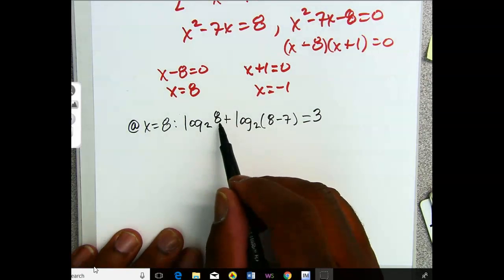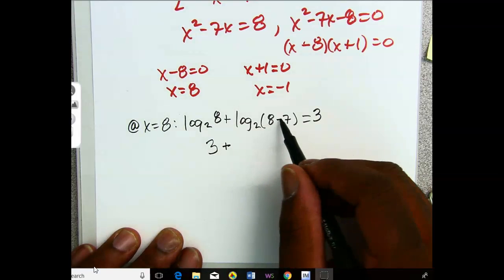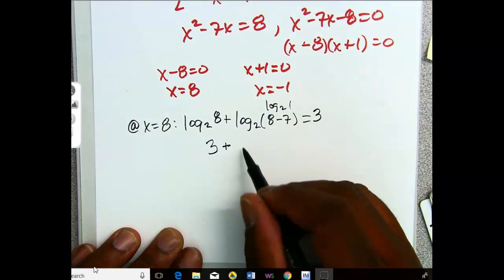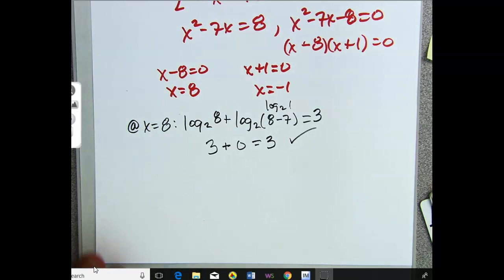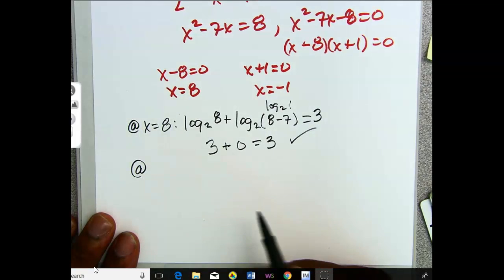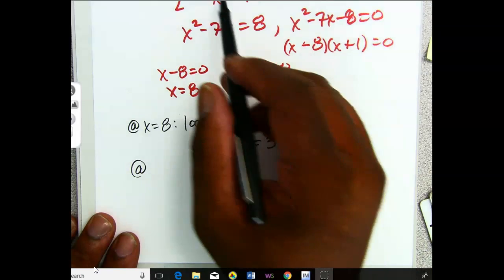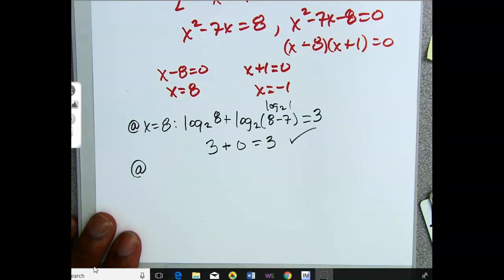What's log base 2 of 8? 3. Log base 2 of 1. 3 plus 0 equals 3. So that's true. So 8 is a solution. Plug it into what? Your x squared minus 7x minus 8, right here? No. Because it's going to be true. We just solved it. We already know it's true.